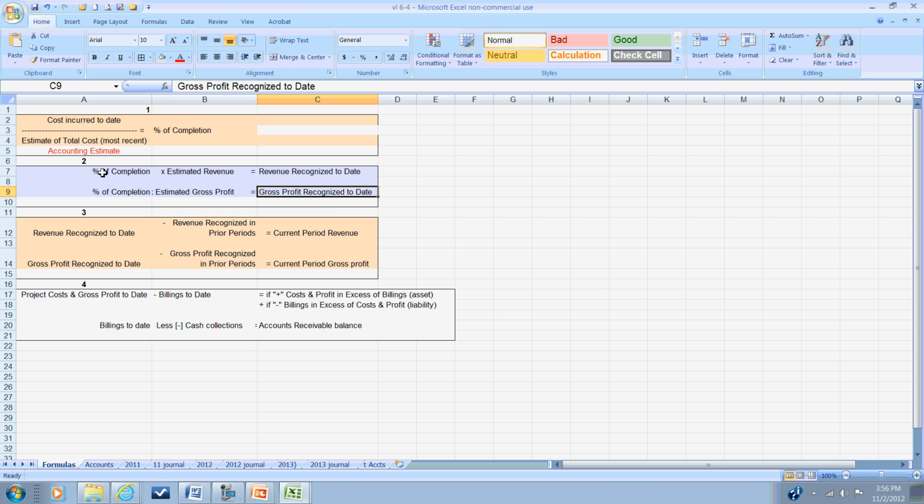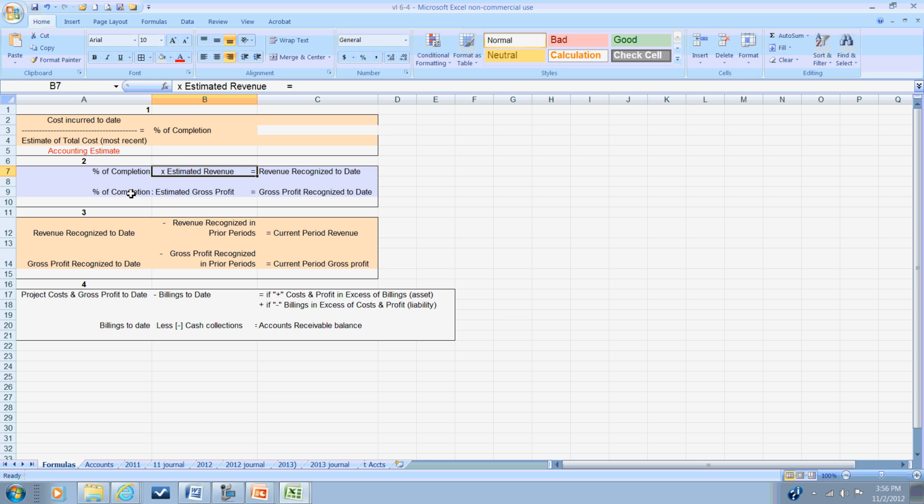And to do that, we take the percentage of completion and multiply it by our estimated revenue. Our estimated revenue is our contract price plus any approved change orders. For our purposes, the contract price that's spelled out in the problem is the estimated revenue. In the real world, there are change orders that would make this a changing amount as time progresses.